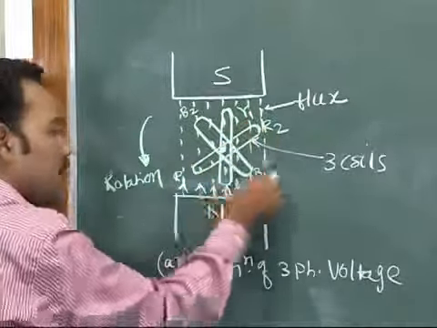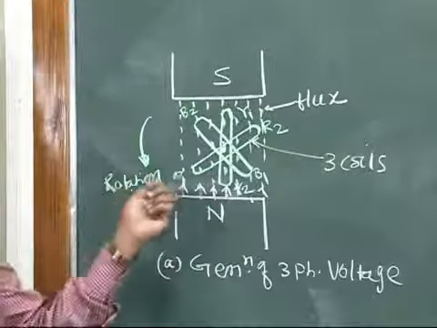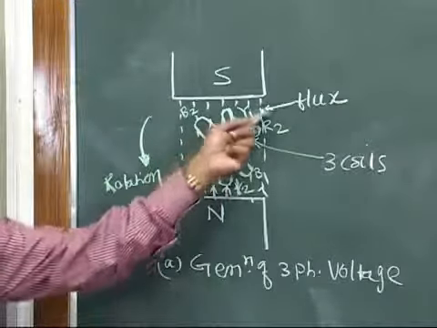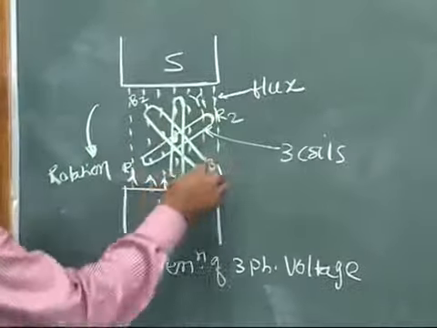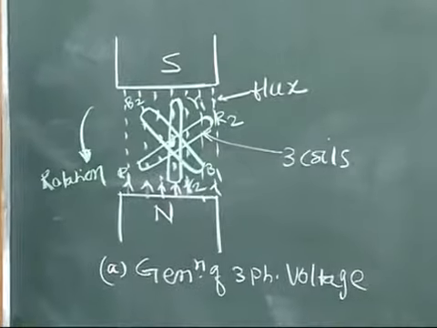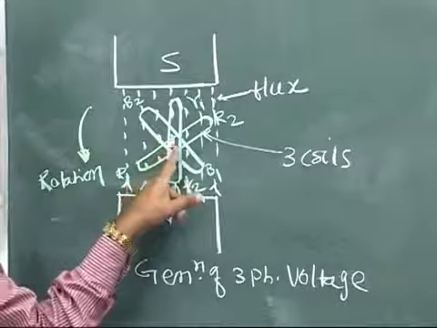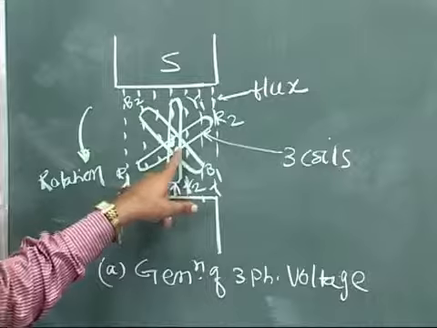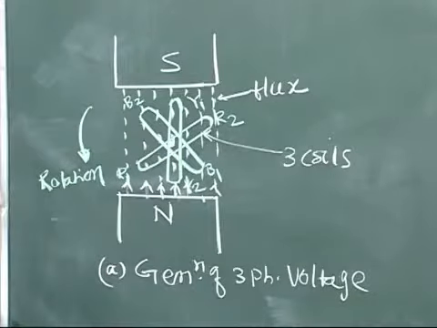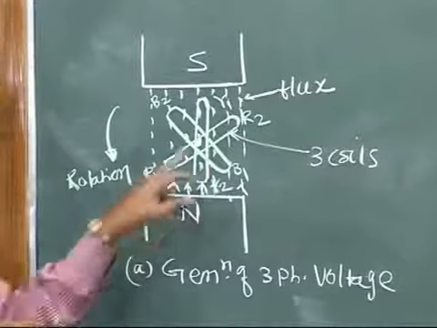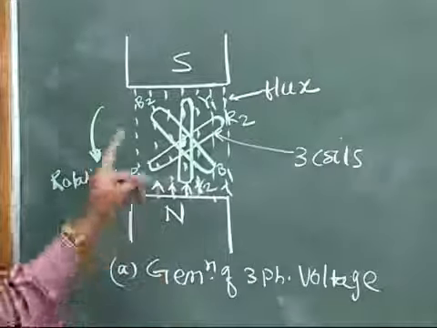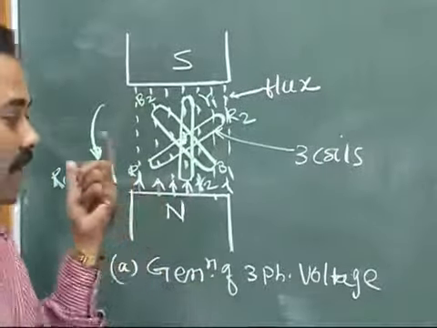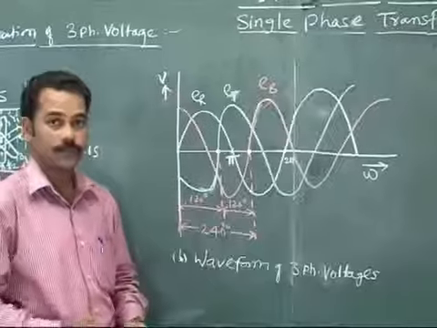So whenever these three coils are rotated at one constant speed, the coils are cut by these magnetic lines of flux, and EMF or voltage is induced in these three coils. Whatever voltage is induced in these three coils has the same magnitude and frequency, but they are displaced from each other by 120 degree phase shifts, because whenever they are placed, they have a 120 degree phase shift among each other.